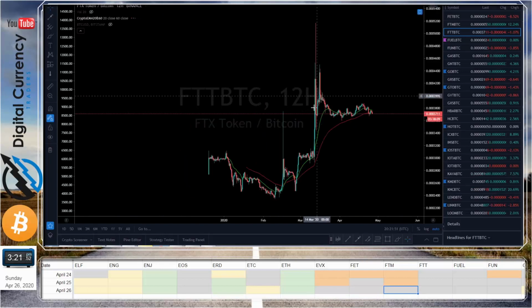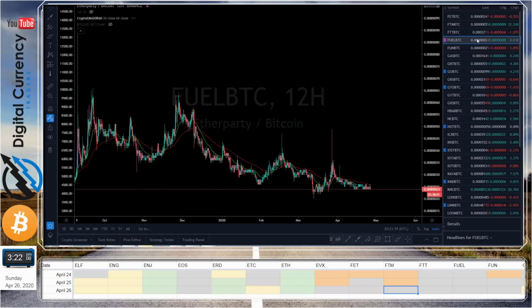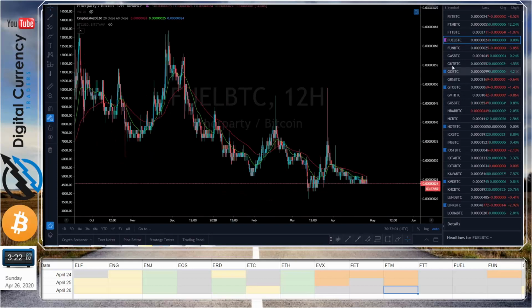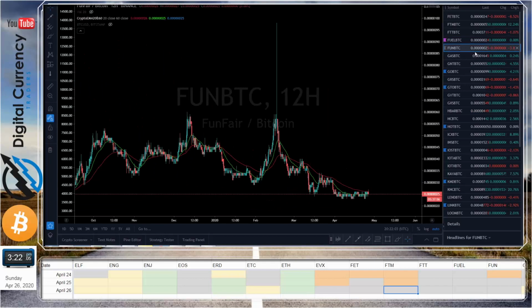FTT is actually a top formation. It's a blow off top, pull back, and a consolidation. If it's breaking above these levels, it'll turn into a hold and a buy, but right now it'll stay neutral. Fuel is definitely neutral or near fail. Same with fun.